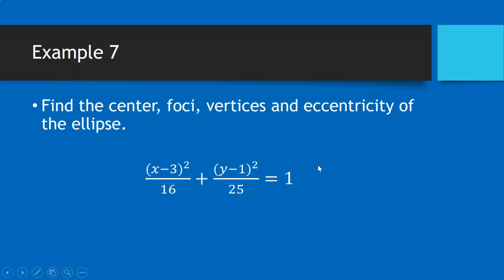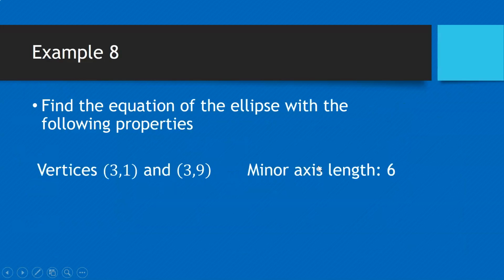So what I'd like you to do is try the reverse. Let's find the equation of the ellipse where we know we have 2 vertices at 3, 1 and 3, 9. We know we have a minor axis length of 6. I want you to find the equation of the ellipse. Push pause on this video and then go and do the problem.